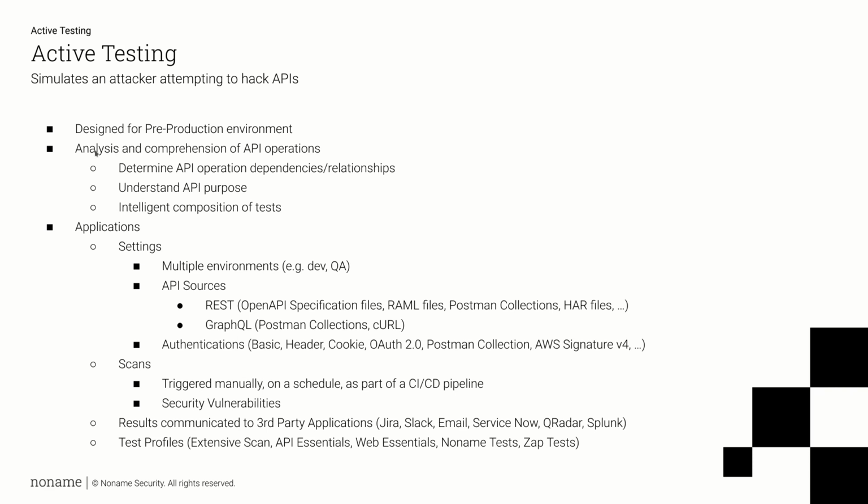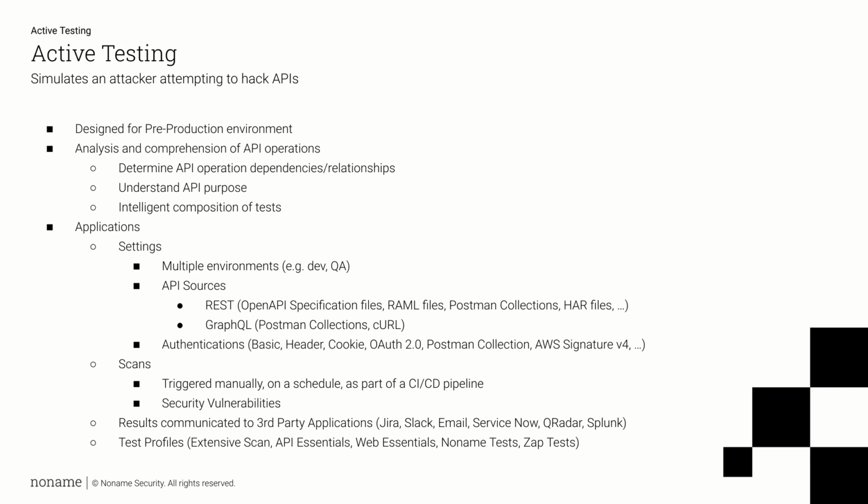Active testing builds its tests and scans for vulnerabilities by understanding all the different operations provided by your APIs. It's able to do that by understanding the dependencies, the relationships between API operations. For example, you have one API that creates data, and another API that consumes that data, retrieves it or updates it. All that relationship must be built against your APIs in order to be tested appropriately. You do not want to test your APIs in isolation. You want to test them with respect to their relationship with one another.